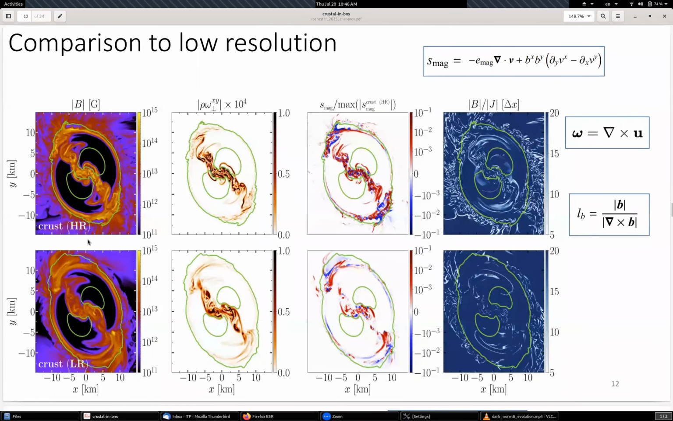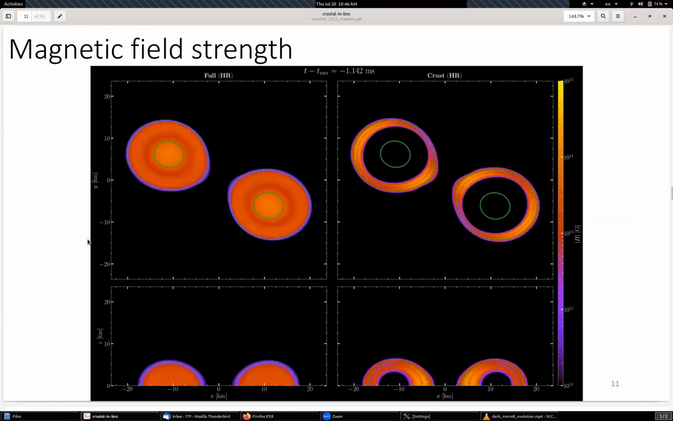Sorry, what are the density contours that you have tuned there, right? Yeah, the outer density contour is at 10 to the 13 gram per cubic centimeter, and the inner one is at 7 times 10 to the 14.